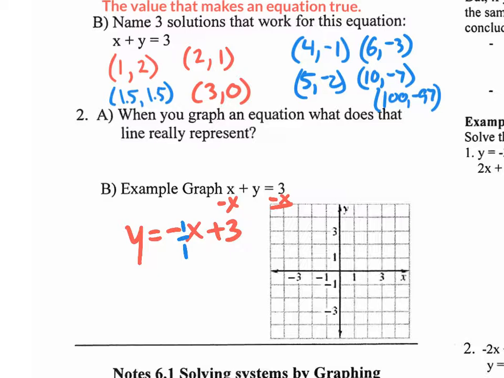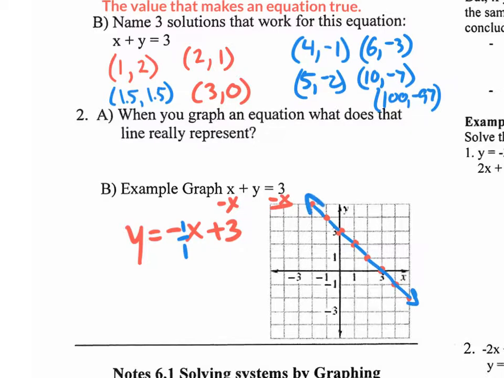It crosses at 3 because the b value is 3. Now from that point, I'm going to go down 1/1. So down 1/1 and put the coordinate right there, or put the dot right there. Down 1/1, down 1/1. And I could keep going forever and in the opposite direction as well. So there's my graph. There's my line.